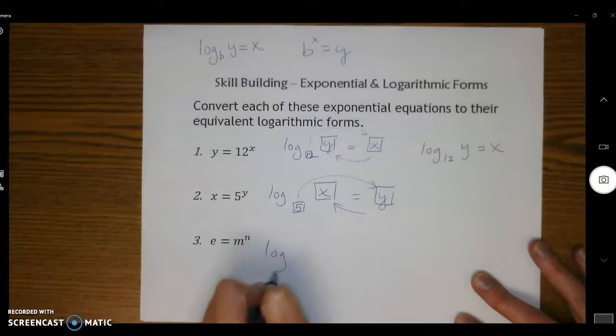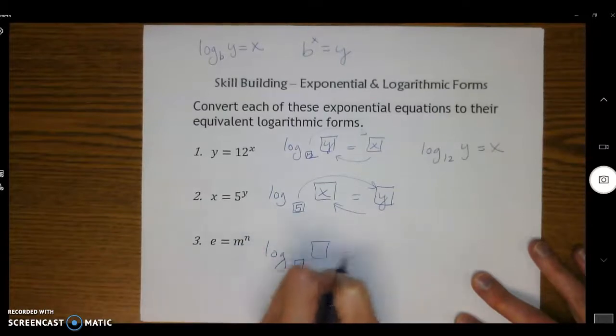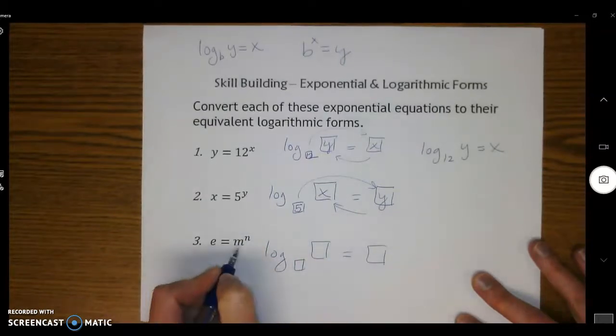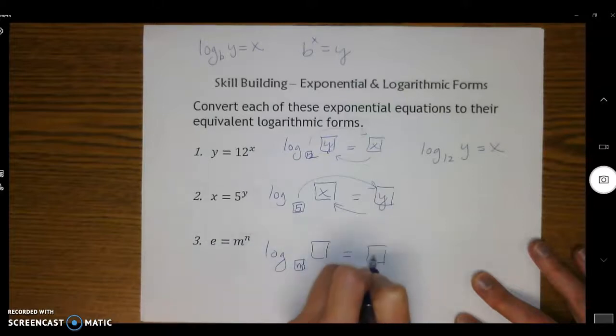This one here is log m to the n. So here's m. 2 that's on the other side. Come back, you get e.